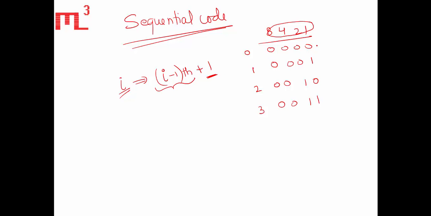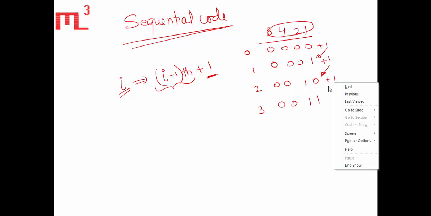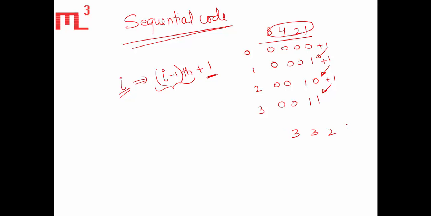You can see, add 1 to this will give this, add 1 to this will give this, add 1 to this will give this. For example, let us take an example of 3321 and see whether it is a sequential code or not. So 0, how will you represent 0? 0000. 1, okay. 2 you will represent this way. 3, okay, 3 this way. 4 you will represent this way.